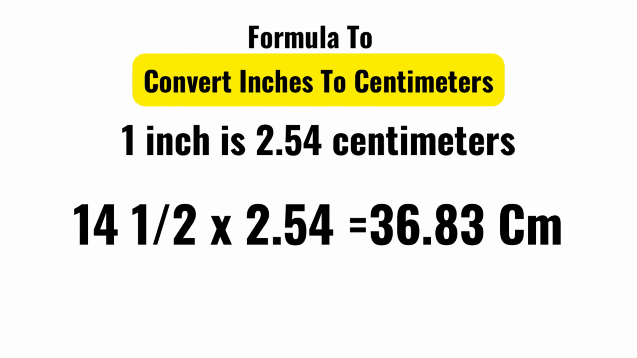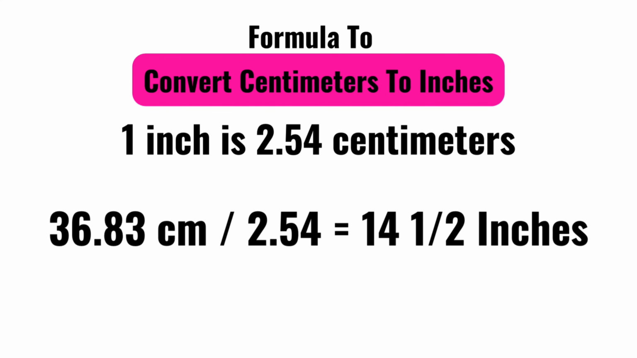you can convert it with this formula. Remember, 1 inch is 2.54 centimeters. So 14.5 times 2.54 equals 36.83 centimeters. That's your answer. You can multiply any fraction by 2.54 and you will get your centimeters.